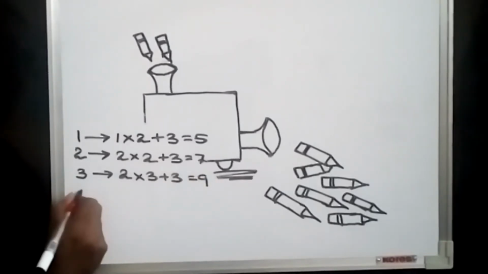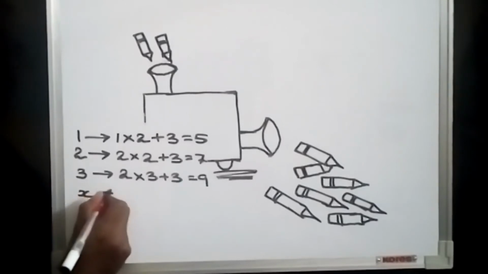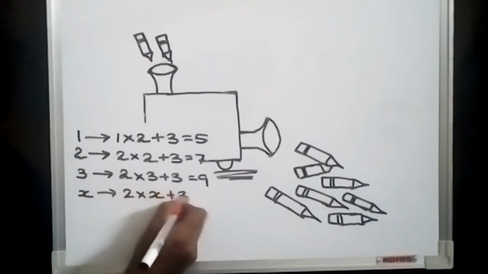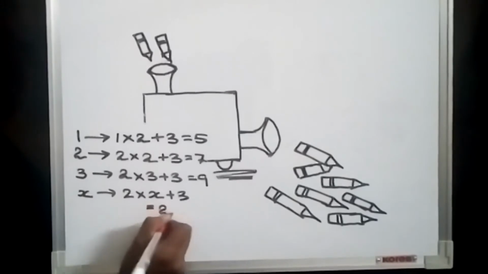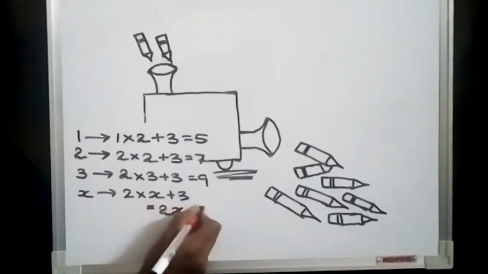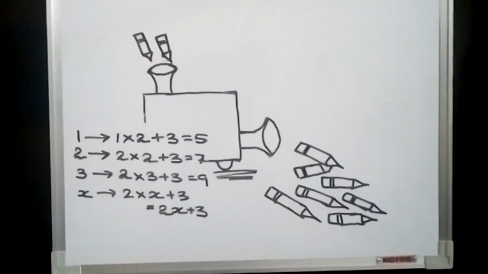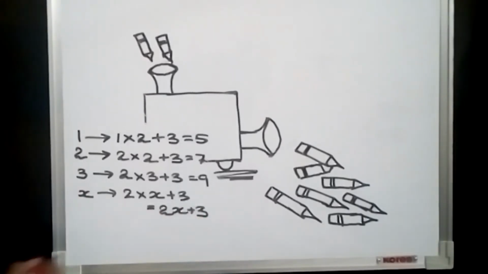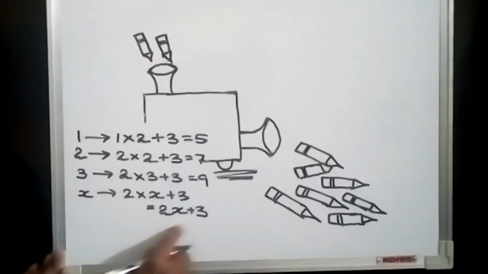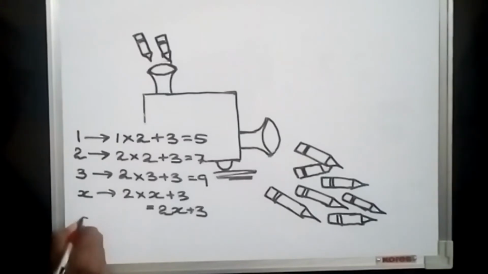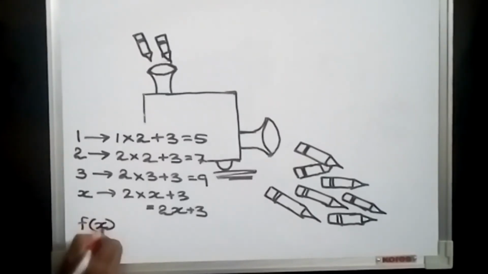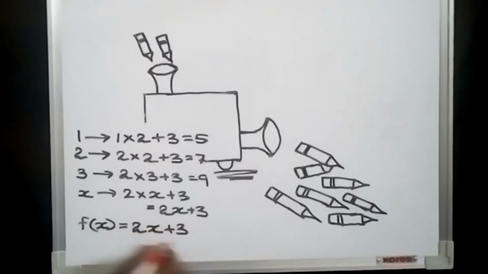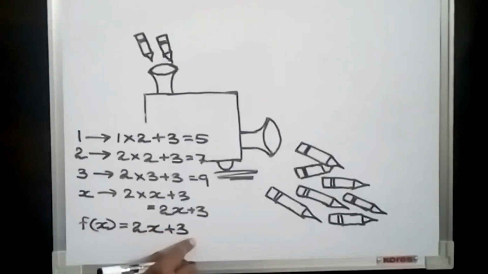And what if I put x into this machine? I will get 2 into x plus 3, equal to 2x plus 3. And it is the function of the machine. See, x becomes 2x plus 3. The function of the machine is that x is turned into 2x plus 3. That is, f of x. In mathematical language, f of x equal to 2x plus 3.